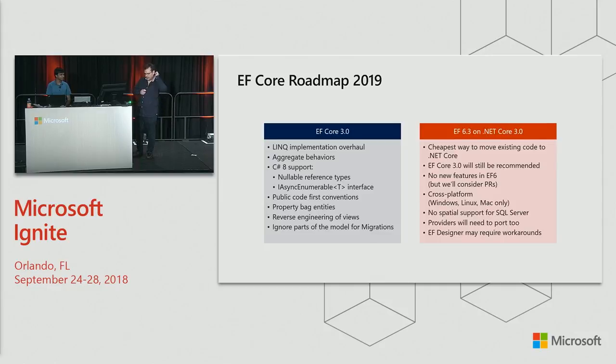So the other thing that we are doing next year is we are going to ship a version of EF6 that runs on .NET Core. And the reason we are doing this, it can be a little bit confusing, but it's because there is a lot of existing code that targets .NET Framework, and the whole .NET organization is working on trying to make it super easy for existing applications to just move to .NET Core and to not use .NET Framework anymore.